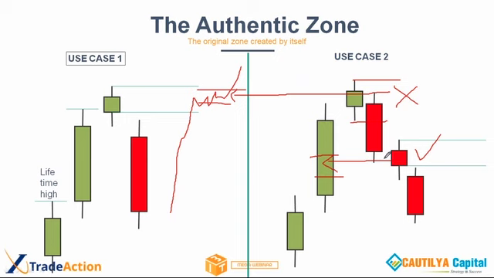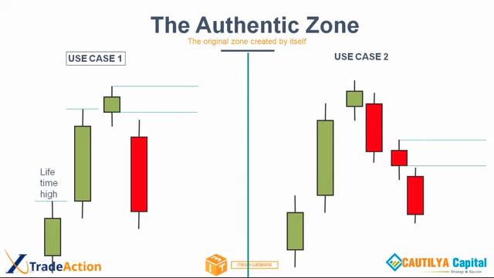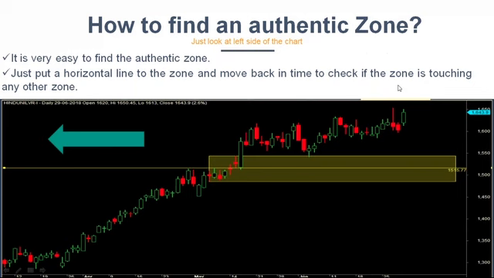Yes, immediately on the left side, you go to the left of the price, always move left to the price. If at all the zone that you have marked touches any other zone, it is not an authentic zone. It is a reaction zone. That's all. Let me explain that in a subsequent slide. How to find an authentic zone?